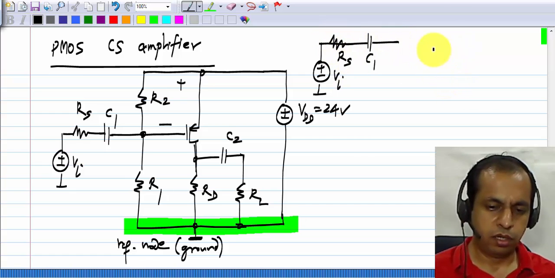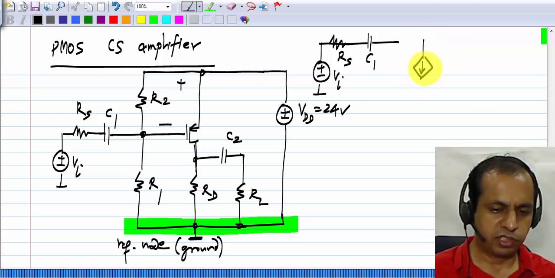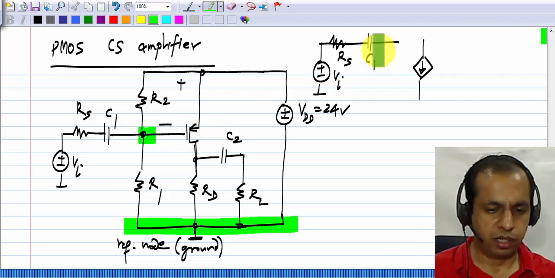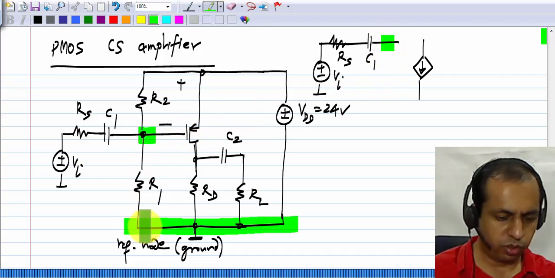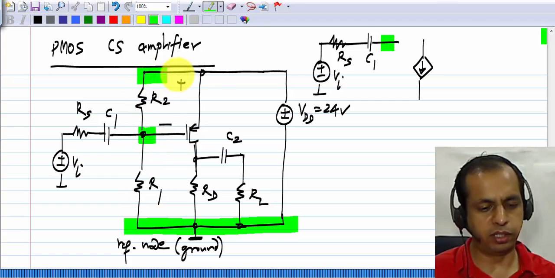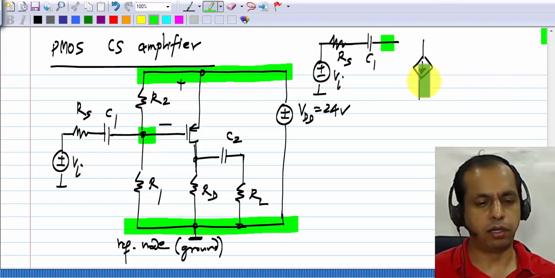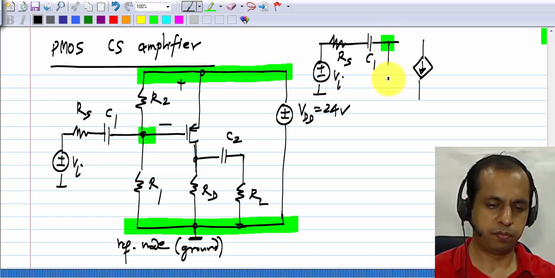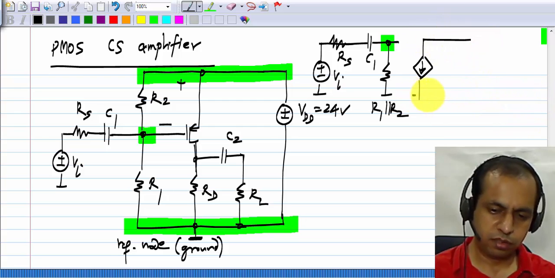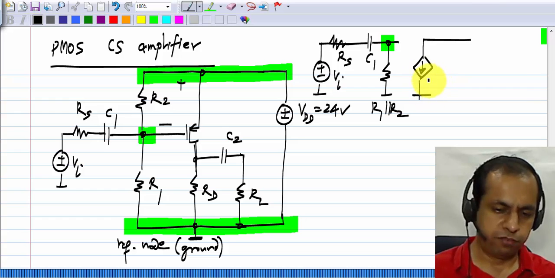And as far as the MOS transistor is concerned, nothing has changed. So this point is the gate, and that is the gate. And from gate to ground, we have R1 parallel R2, because we have R1 over here and R2 there, and this point is also incremental ground. This is R1 parallel R2. Then we have Gm times VGS.